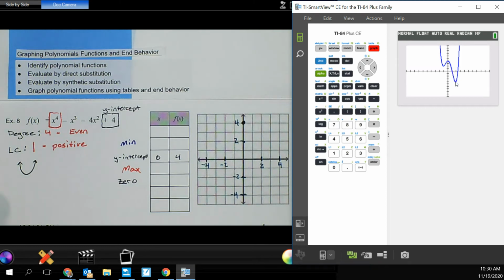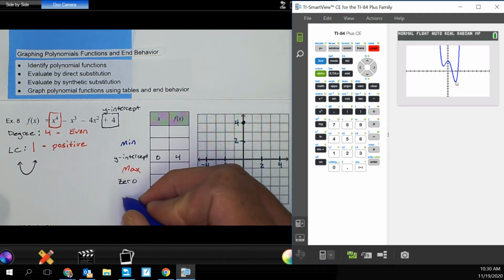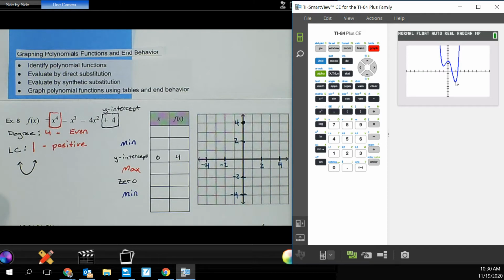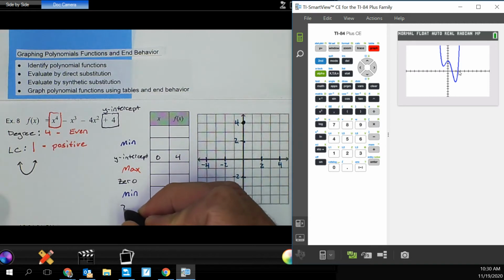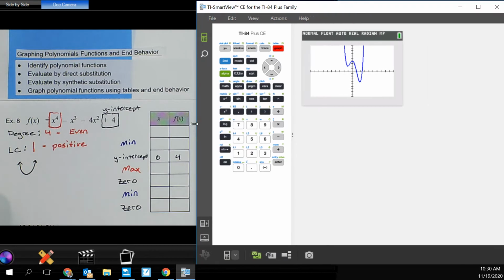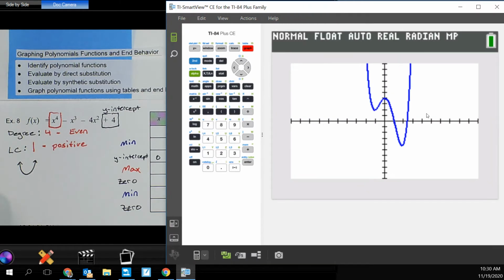Then I'm going to come and find another minimum. We get down to the bottom there, that's going to be another min. And then the last point that I want to come up with is going to be the 0. So now it's going to be up to me and my calculator, and I'm going to zoom in a little bit so we can see a better view of what's happening on the screen.